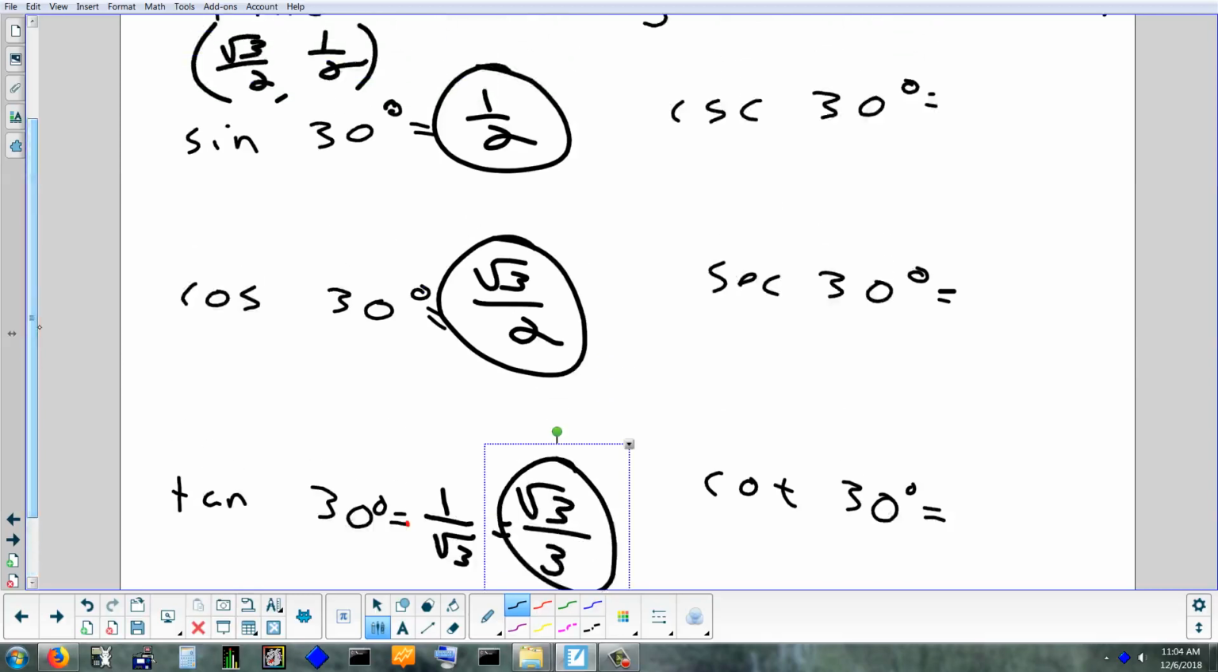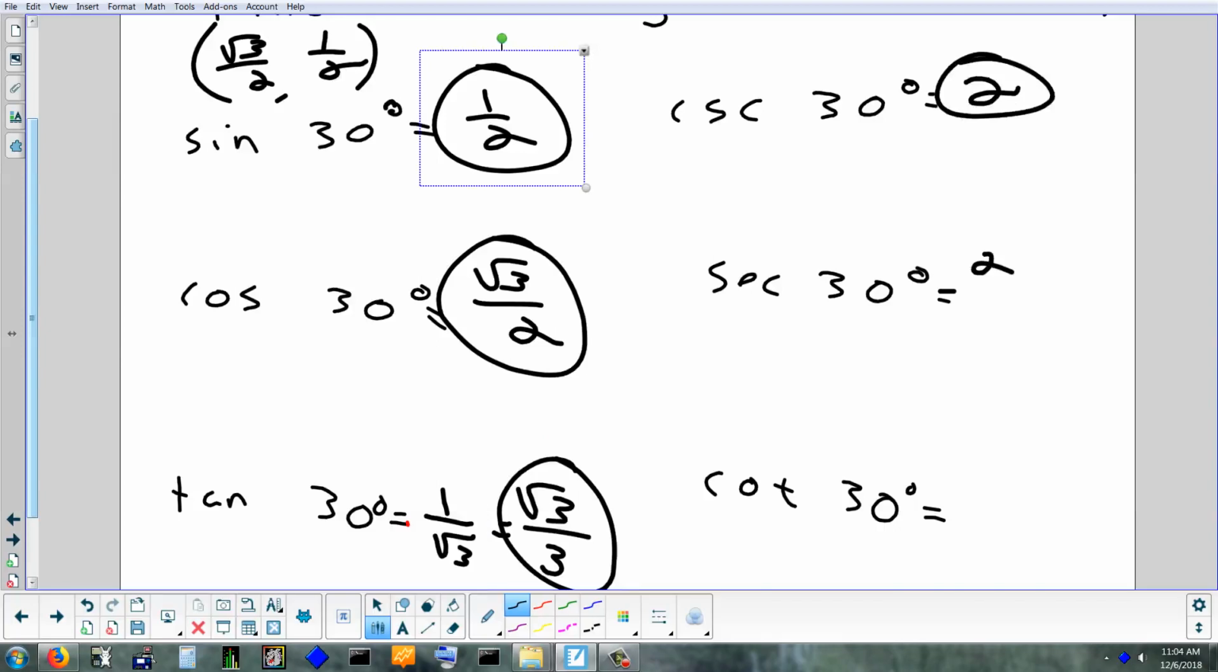Okay. And Kylie, what am I going to do with all of those now? Flip them. So I flip the first one. That's easy. Becomes 2 over 1, or just 2. Greta, how about when I get the secant of 30? What would I start out with? Well, you would start off with 2 over square root of 3, but it would wind up being 2 square roots of 3 over 2. Or over 3. Yep. So 2 square roots of 3 over 3.